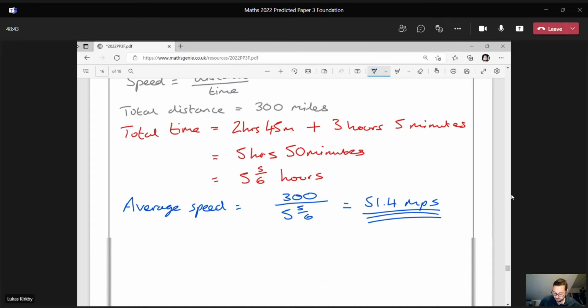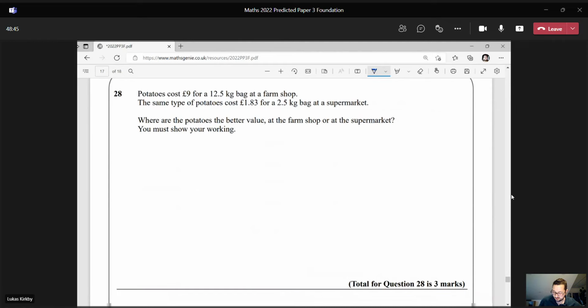Alright then, so 28. Potatoes cost £9 for a 12.5 kilogram bag at a farm shop, and the same type of potatoes cost £1.83 for a 2.5 kilogram bag at a supermarket. Where are the potatoes the better value? Well, we've got them for 12.5 at a farm shop, and 2.5 at a supermarket. So without thinking, you can just get everything down to 1. I'll show you a different way of doing it in a minute, but if we can get them both down to 1 kilogram, then that's going to be useful.